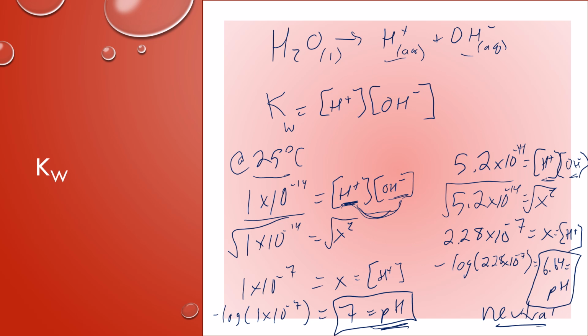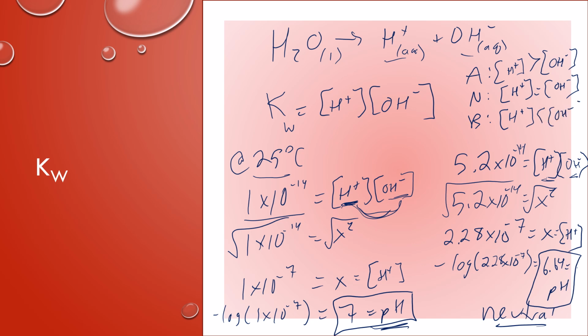So it becomes a lot more valuable for us to define an acid as having more hydrogen ions than hydroxide ions, a neutral solution as having equal hydrogens and hydroxides, and a basic solution as having fewer hydrogens than hydroxides. Because this definition is true at every temperature. Instead of just looking at the pH scale of 0 to 14 with 7 being neutral, that's only valid at 25 degrees Celsius or 298 Kelvin. So be careful there.